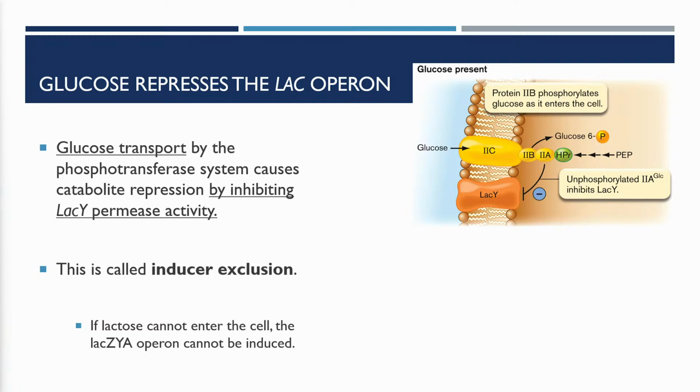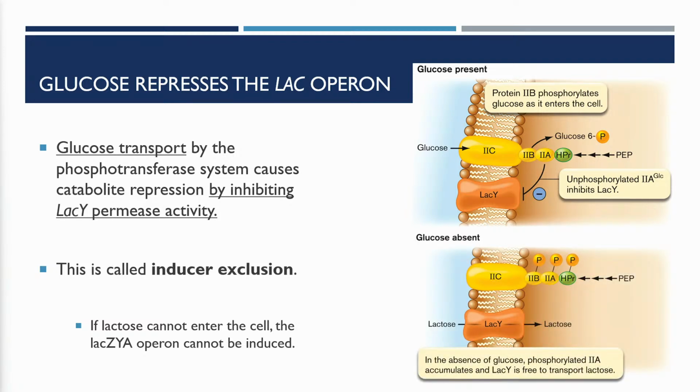So having glucose prevents lactose from getting into the cell. And so if lactose can't get into the cell, the lac operon can't be induced. And so here, basically I'm showing you this glucose transport system. You don't have to know the details of all of this, but basically what you need to know is that when glucose is present, it inhibits the lac-Y permease activity. So this is the permease protein that lets lactose in. So when glucose gets in, the lac-Y permease is inhibited. This is called inducer exclusion. And so, yeah, if lactose can't enter the cell, then the operon can't be induced.